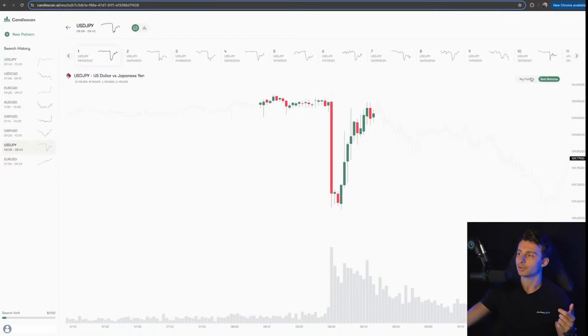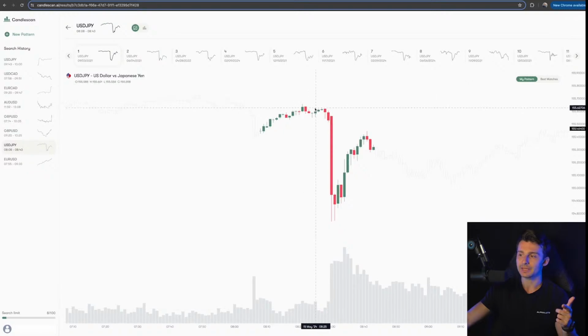Here's a situation, let's go to my pattern, where we have the US dollar versus the Japanese yen. We have kind of a consolidation, a big dip, and then a bounce back.